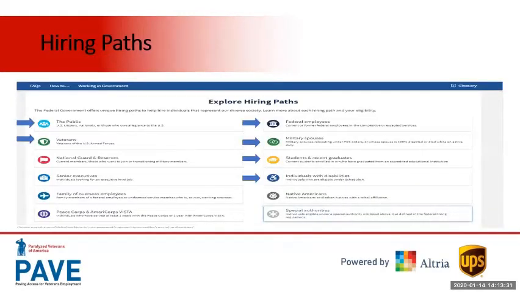As I discussed, there are specific hiring paths through which you can apply for a position. If it's open to the general public, it's anybody in the general public. If you're a veteran, you can apply for the veteran positions, or federal employees. Sometimes those are specific, like the last one at the VA, where they're looking for a current federal employee of the VA. Military spouses, students and recent grads, individuals with disabilities: these are all different hiring paths in which you could potentially qualify to apply for the position.